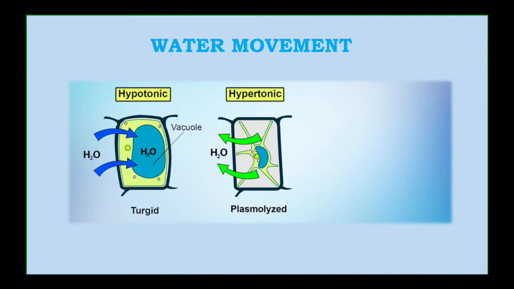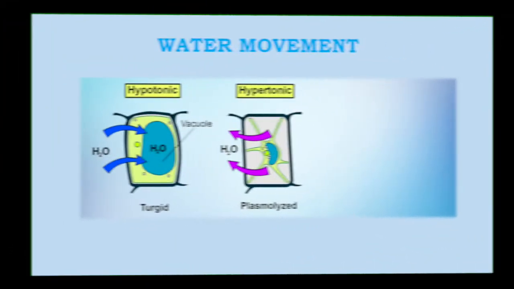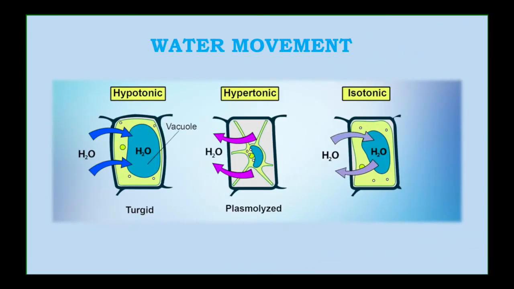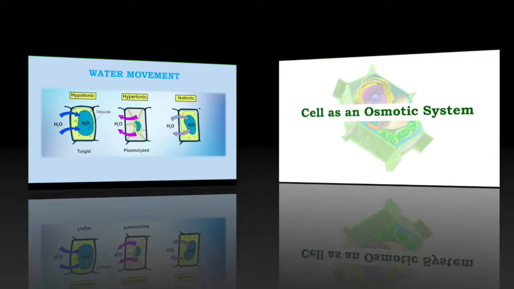In the reverse case, if the extracellular fluid has higher osmolarity than the cell cytoplasm, this is said to be hypertonic. Hyper means greater than to the cell, and water will move out of the cell to the region of higher solute concentration. This makes the cell flaccid. In an isotonic solution, the extracellular fluid has the same osmolarity as the cell, and there will be no net movement of water in or out of the cell. Here, iso means the same.